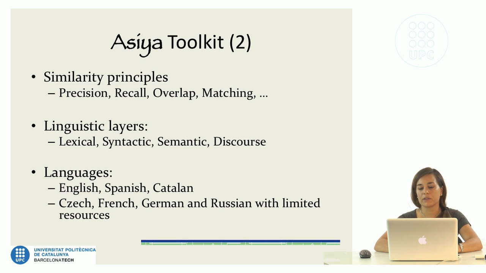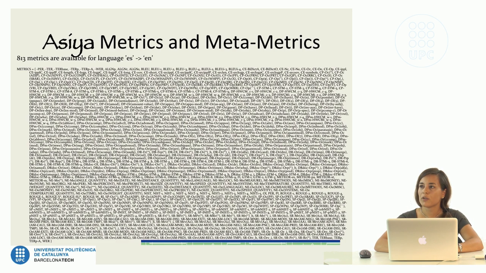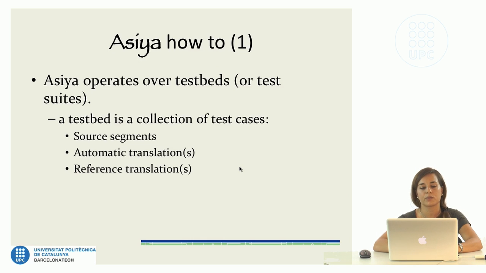The most recent implementation of Asiya includes some linguistic resources for English, Catalan, Czech, Russian, French, German, and Hindi at different levels of coverage. So here you can get an idea of the number of measures that Asiya contains. These are all the measures available for English into Spanish translations. And here there are some measures that are general, like BLEU and Meteor and also NIST, and some others that look at concrete aspects of the translation, like how the verb has been translated, or how many of the prepositions in the translation are also present in the reference or the candidate translation.